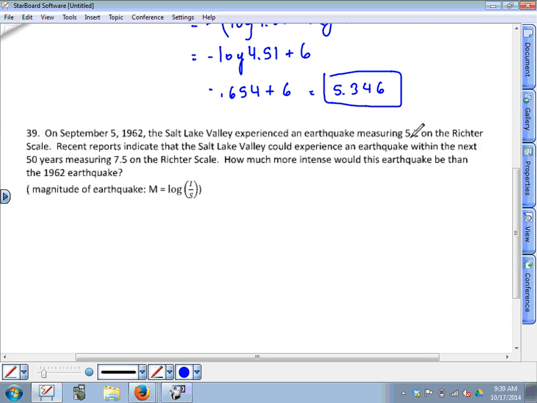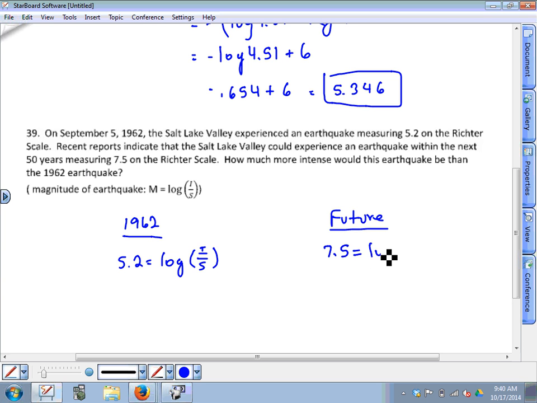Okay. So we had a 5.2 magnitude earthquake, it says, in 1962. We may very soon be experiencing 7.5 magnitude. So the question is how much more intense? That would be the I part right here of the magnitude formula. So in 1962, we have 5.2 equals log of I over S.